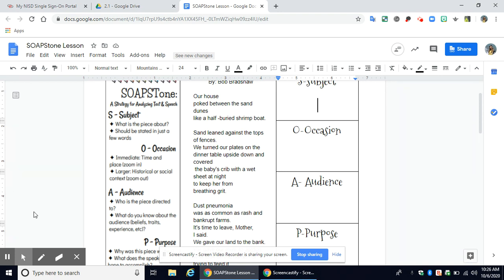The A stands for audience, and it is just who the piece is directed to. It can be one or more people, and the audience does affect how or why a writer writes a particular text.